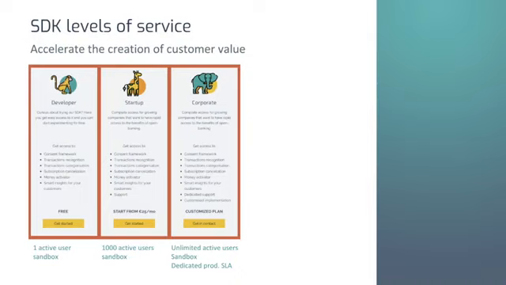So starting with a developer, they can have one active user, they have free access to the sandbox, and they can connect to the live environment with one user for a small fee in the month. Moving up to startups, what we call the middle band, you can have up to 1,000 active users live in production, and also access to the sandbox and testing. And then finally, for corporates, there will be unlimited active users, a dedicated production environment for them, and of course access to sandbox facilities as before. And those are the three plans that we're offering today.